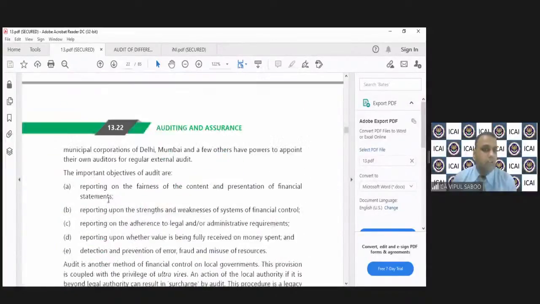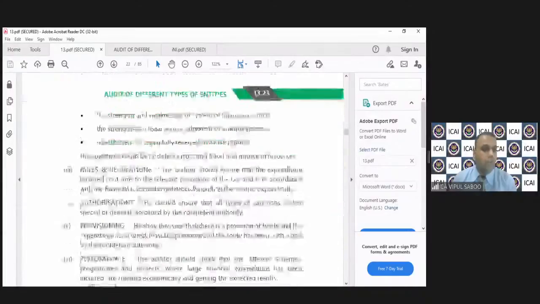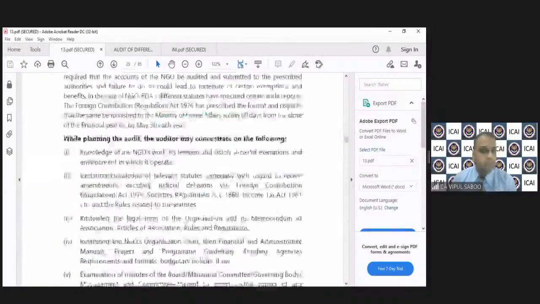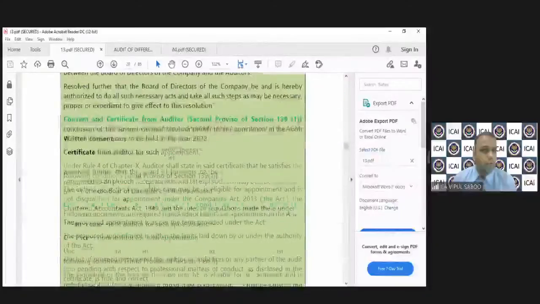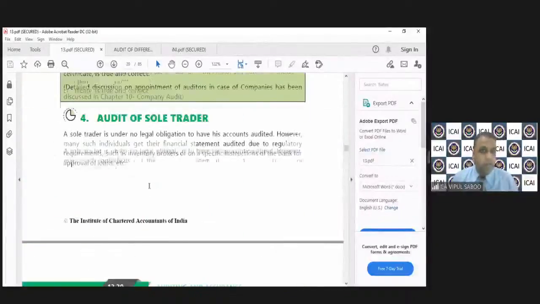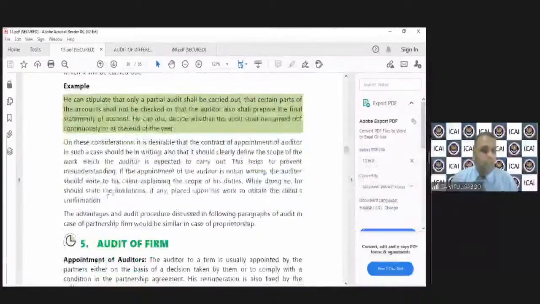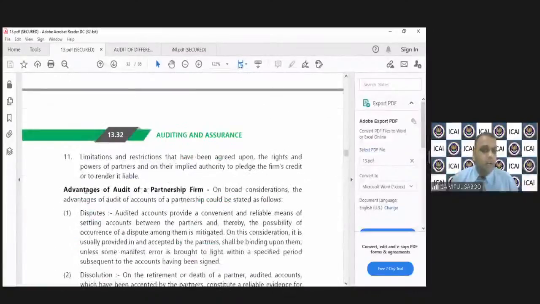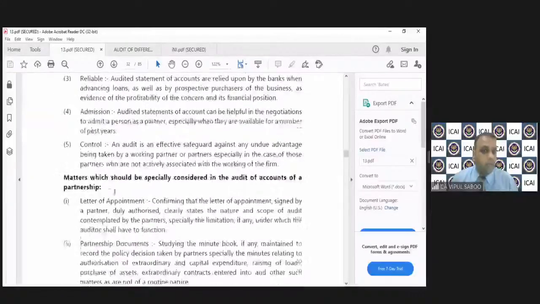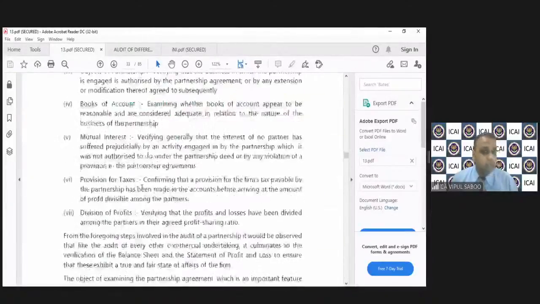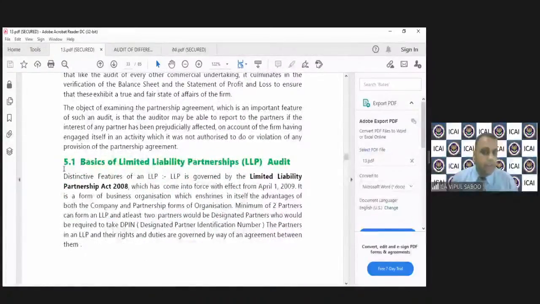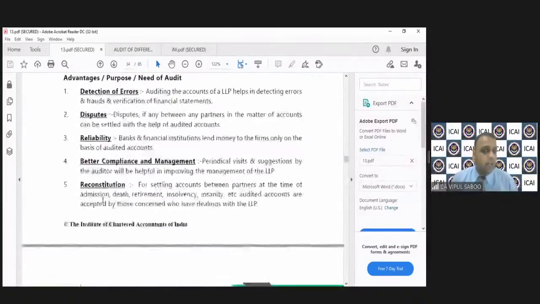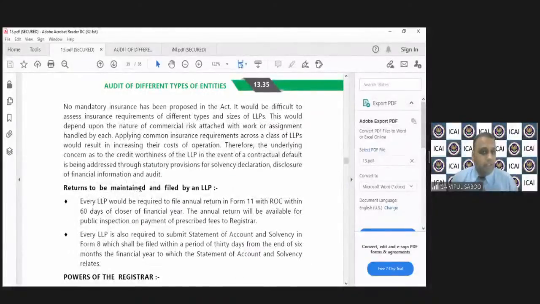Accounting system, objectives of audit, we've done it. Audit program. Okay, so we have covered everything from the module. Coming to sole proprietorship, partnership, see, this is sole proprietorship, sole trader. Appointment, and we have done audit of firm, appointment of auditors, matters to be considered before starting audit, advantages of audit of a partnership firm, matters which should be specifically considered in audit. We've done everything. Basics of limited liability partnership, we have done it in the form of points. Audit of accounts, advantages and purposes, returns to be maintained, right?